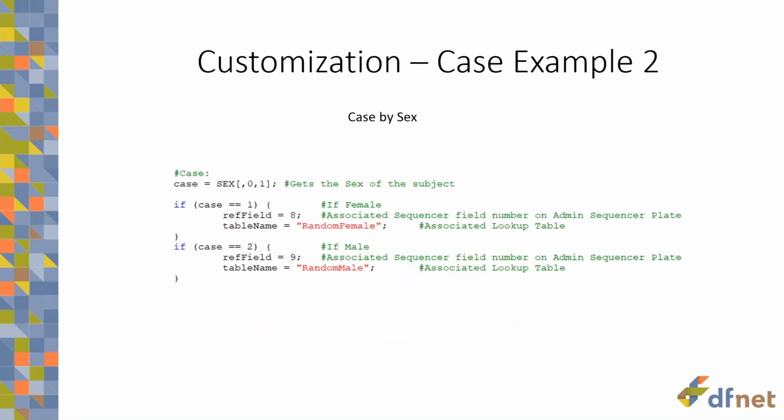A more simple and probably more common example would be this case by sex. If you wanted to have your lookup tables, have one lookup table for female participants and one for male participants, you have your case first establish the sex of the participant, and then it will check if the sex that they discovered is the value of 1. If they're a female, then reference field 8 and use the randomization female table. If they are a male, then reference field 9 and use the male randomization table.